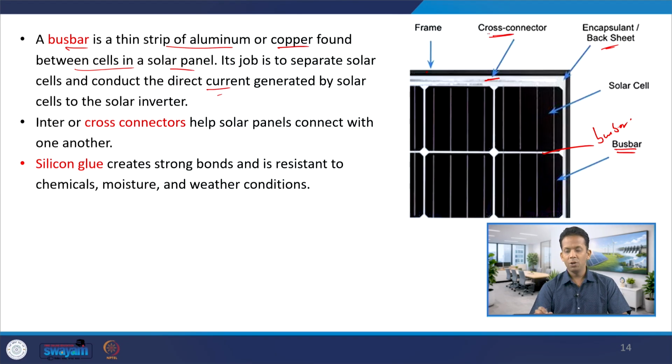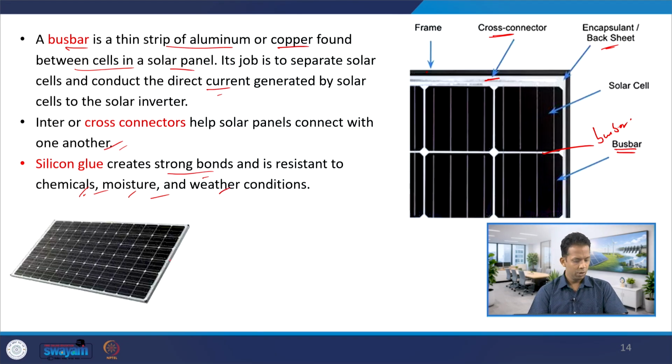Then there is a cross connector which helps solar panels connect with one another, and silicon glue creates a strong bond to hold all the components together. Silicon glue is resistant to chemicals, moisture, dust and weather conditions. So this is how a typical monocrystalline silicon based solar PV panel looks like.